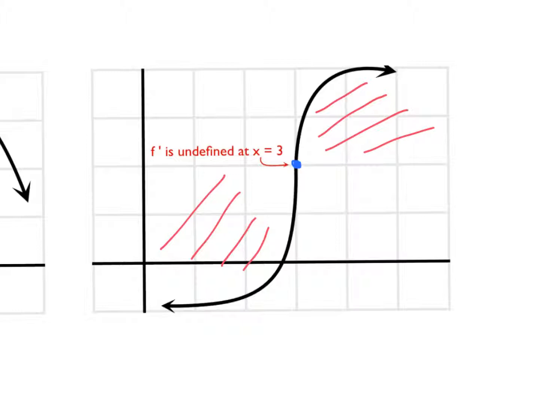Because the only way to make a tangent line to this curve at that point is to make a vertical tangent. And I know that what I just drew is not vertical.